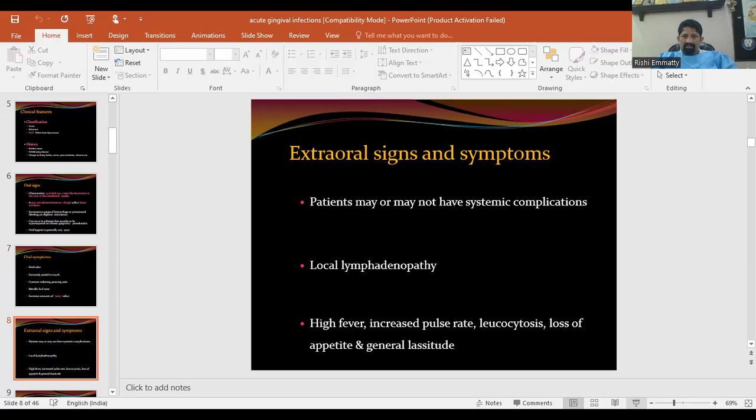That's not a must because they might have or they may not have systemic complications, and there will be localized lymphadenopathy because the lymph nodes will be palpable. And usually patient will be presenting with high fever, increased pulse rate, leukocytosis, loss of appetite, and general malaise or lassitude. So fever, pulse rate will be increased, leukocyte content increased, and patient will be having loss of appetite.